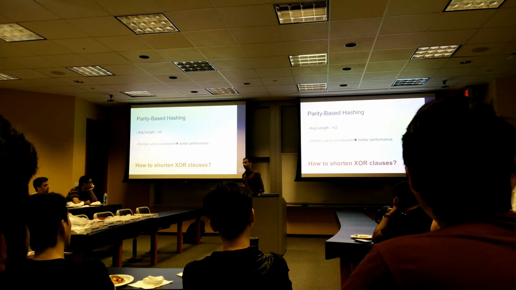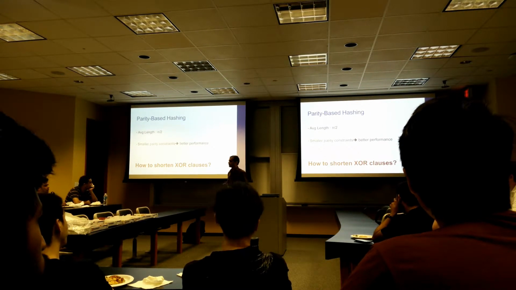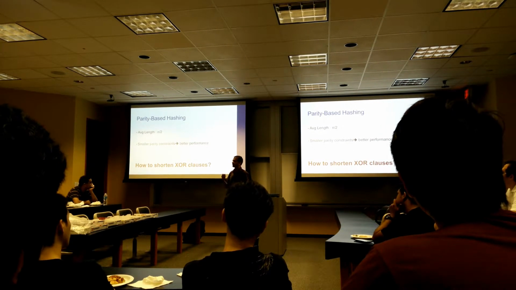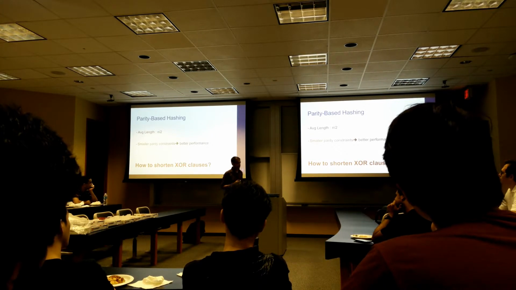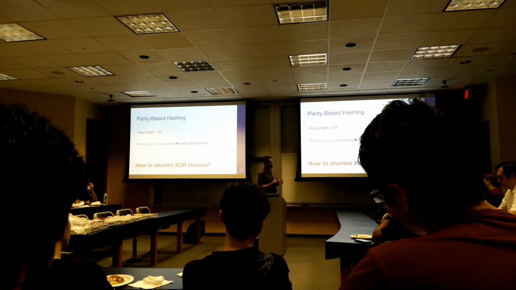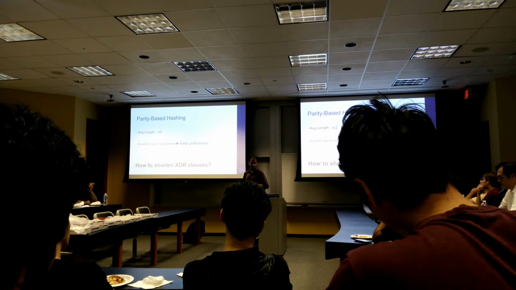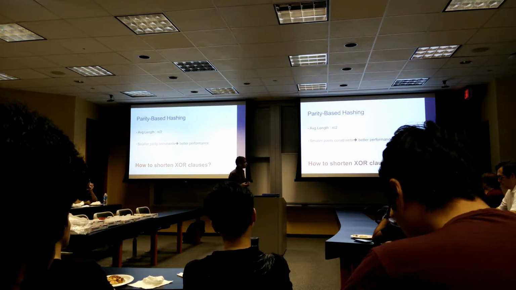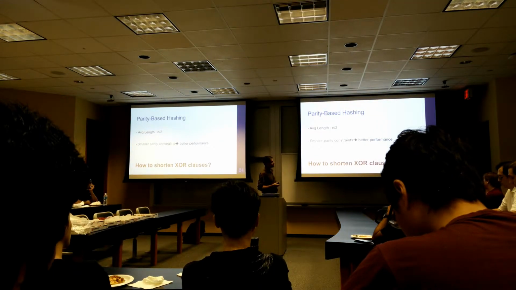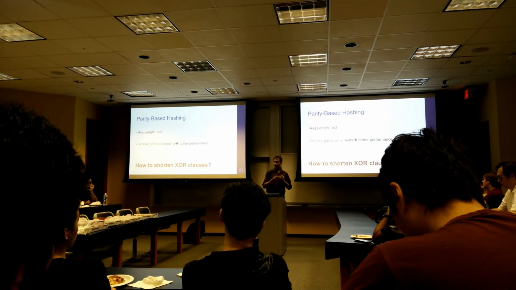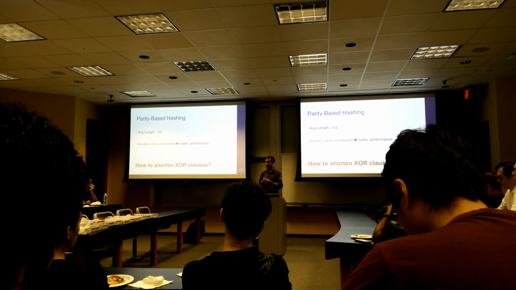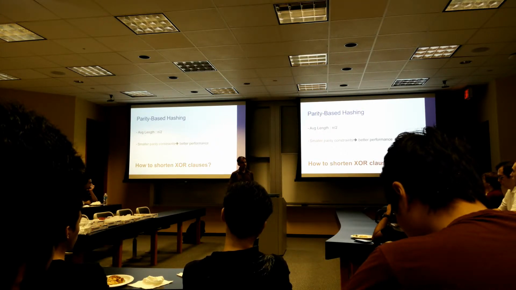Something that you observe if you use SAT solvers is that they don't like large constraints. They like small parity constraints. Parity constraint is another term for XOR constraints. So the SAT solvers like smaller XOR constraints because that leads to better performance. And the question we ask is, can we shorten these XOR clauses?